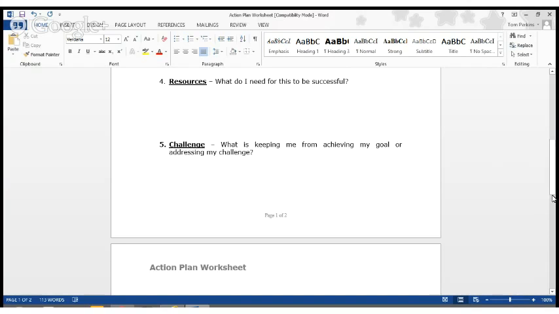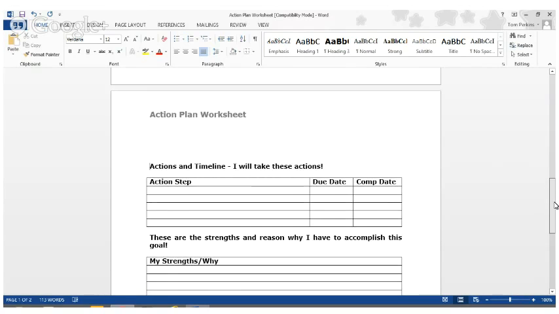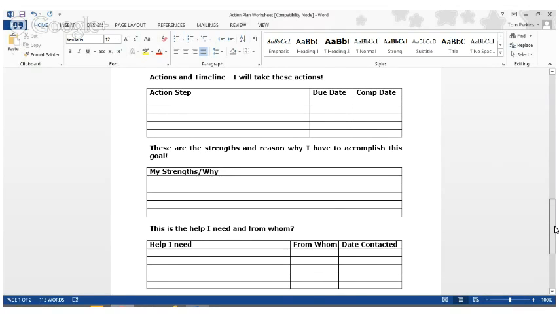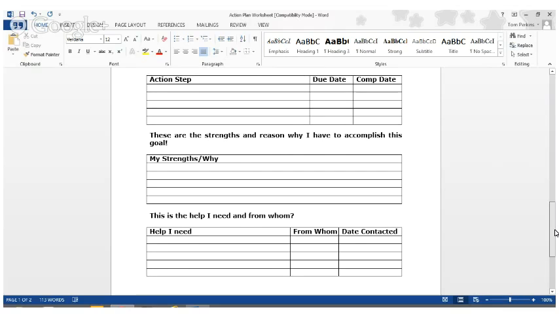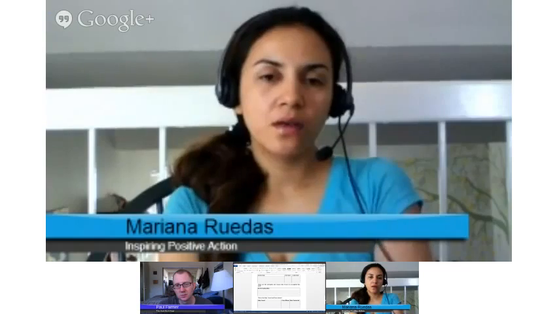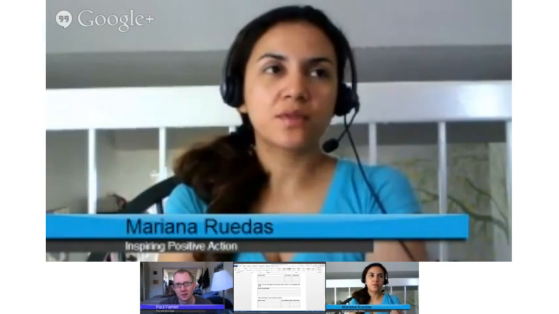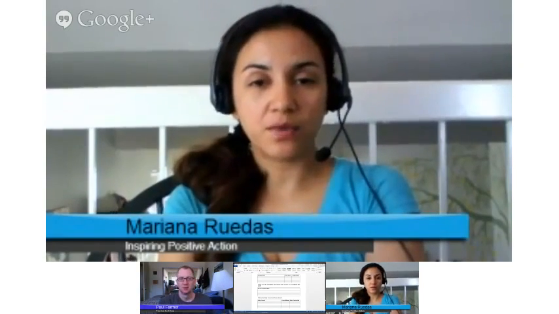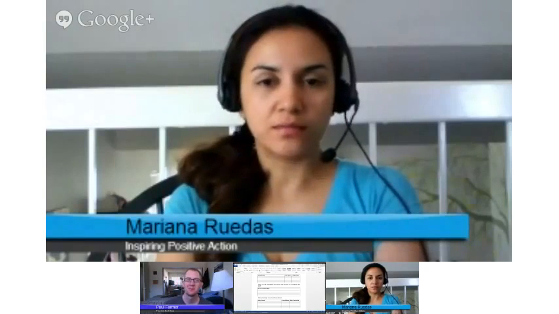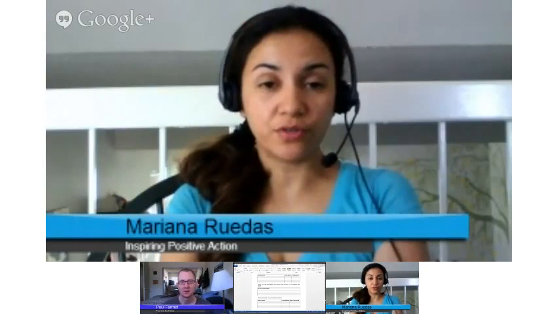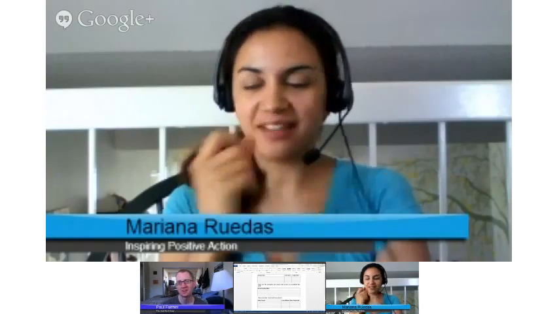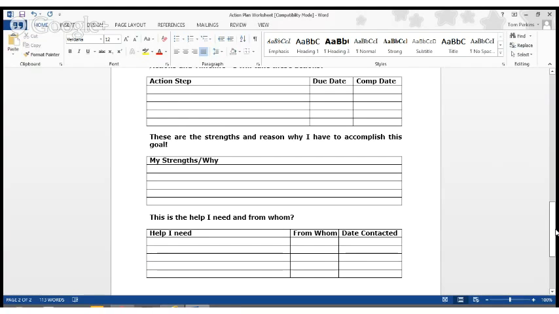And then going down to the second page, which I just had to fix, we're going to look at the actions and timeline. So what would be some of the action steps to lose weight, Mariana? These are like the ones we were listing earlier, right? Yep. Like finding your shoes. That was the action step. A good point.